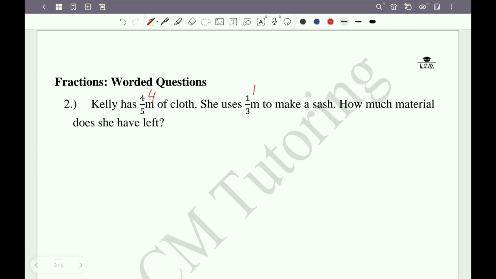This is a measurement, 4/5 of a meter, which is 80 centimeters, but we're going to use fractions, and 1/3 of a meter used. So what we're going to do is the material left, or her remaining material, is going to be 4/5 minus 1/3. And again, we have different denominators, so we are going to have to bring it to a common denominator. We'll use the LCM of our denominators here, and the LCM of 5 and 3 is 15, right?